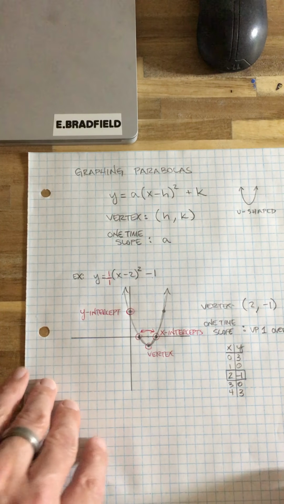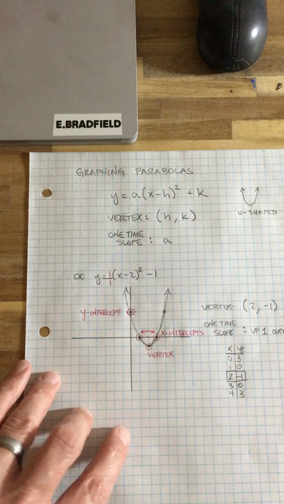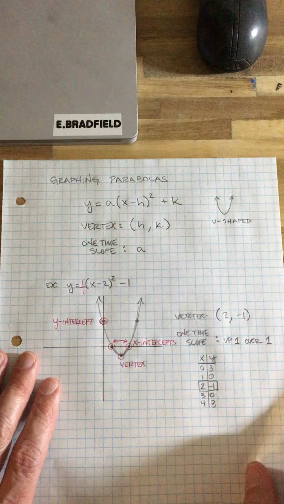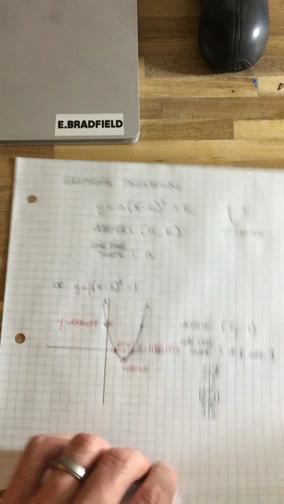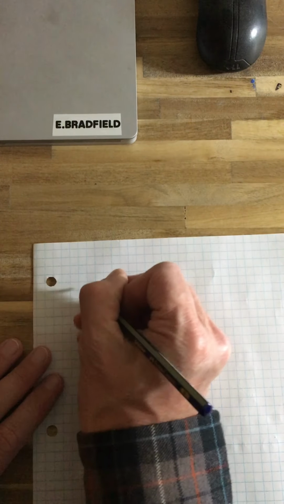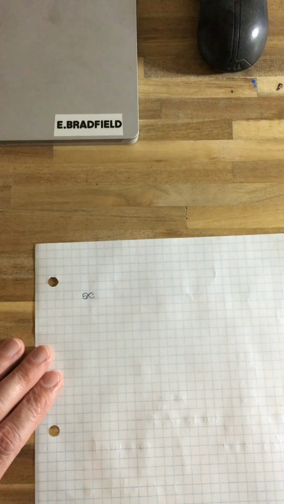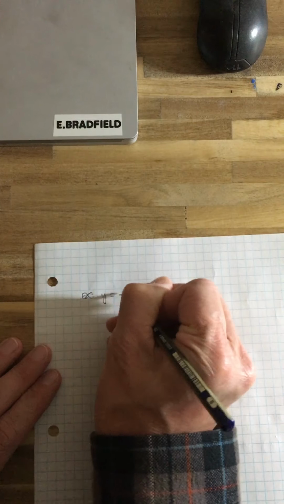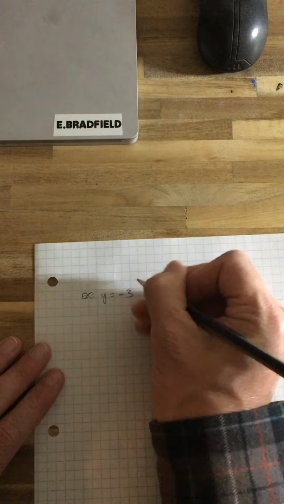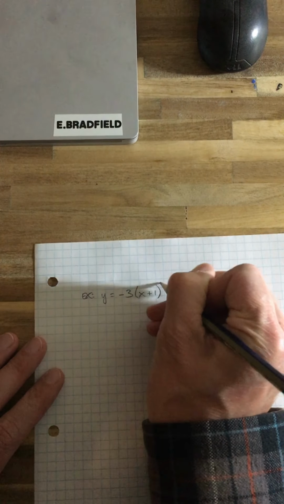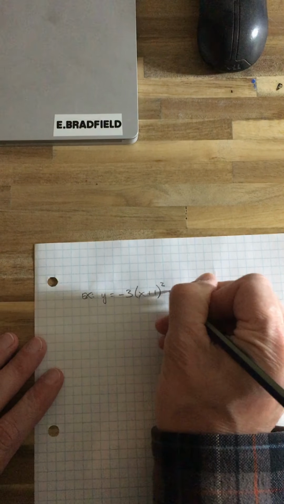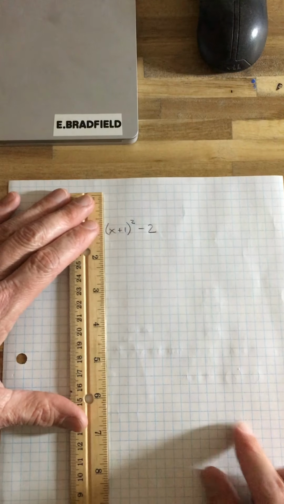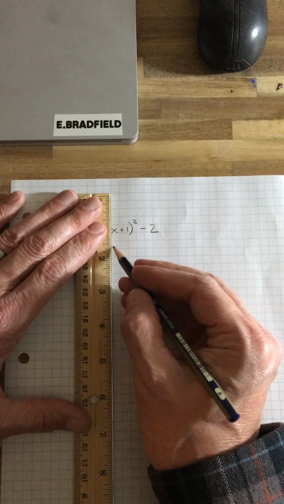Kind of a lot to take in, but remember, most of this is graphed just like absolute values. Let's do one more quick one. Here it is. I have y equals -3 times (x plus 1) squared minus 2. All right, so here we go. Draw my graph.